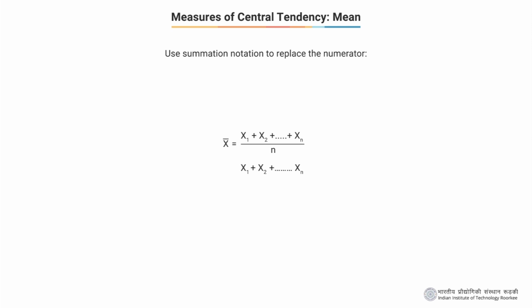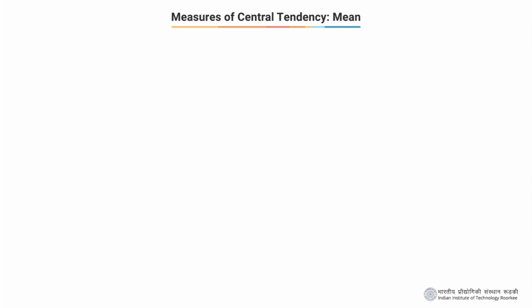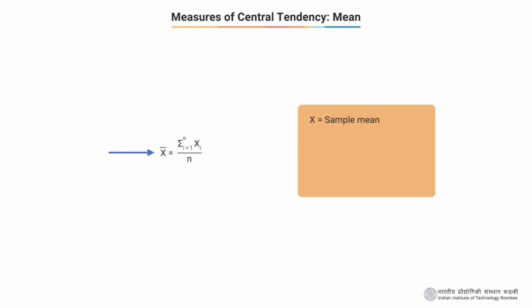Using summation notation to replace the numerator, that is x1 plus x2 and so on up to xn, with the term sigma xi, which is the summation or sum of all the xi values starting from the first x1 to the last value, that is xn, provides the formal definition of the mean: x bar equal to summation xi divided by n. Here x bar equal to sample mean, n equal to sample size, xi equal to ith value of the variable x, and sigma xi is the sum of all the xi values in the sample.